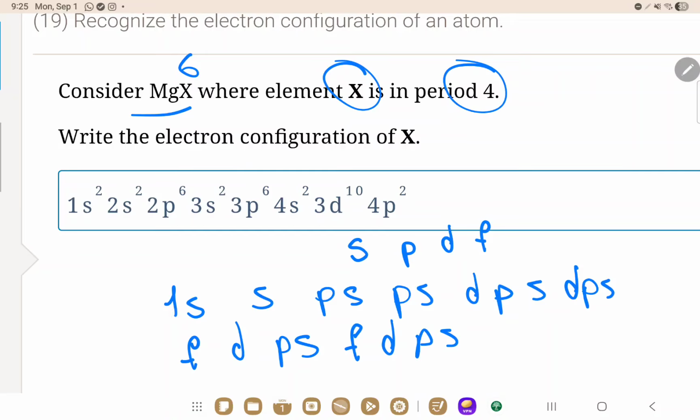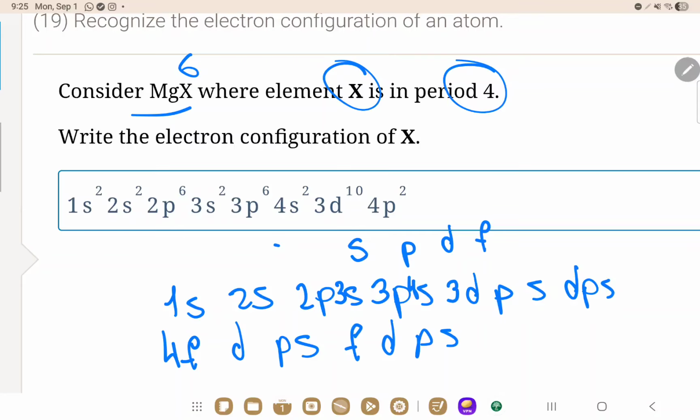Now one thing, s starts from 1. The first s is always labeled 1. The first p is always labeled 2. The first d is always labeled 3. And the first f is always labeled 4. Okay? Like first s is 1, second s is 2, third s is 3, second p is 3, fourth s is 4, and so on.